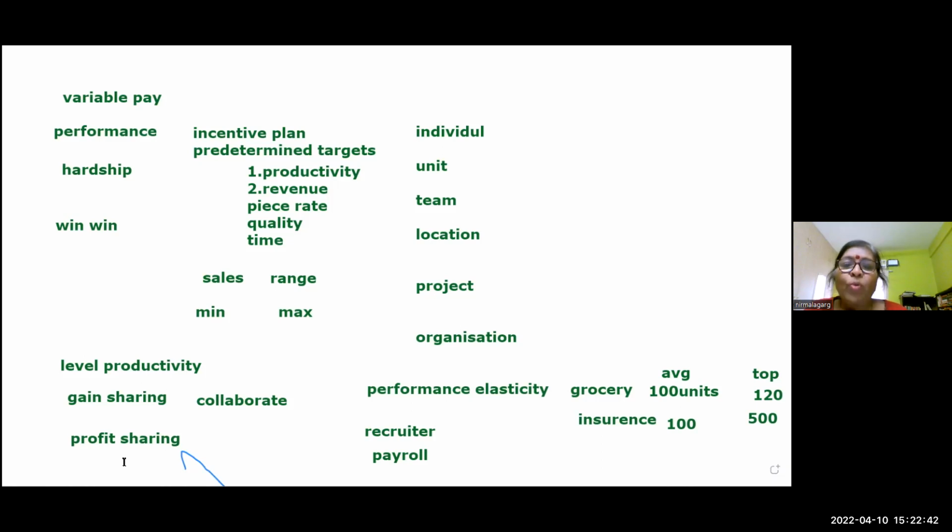Joining bonus. If you join, you will get it. If you don't join, you won't get it. It's not something like, okay, I will get 50% of it. Overtime is also a variable pay. So these are all examples of the performance. Let me just clear.